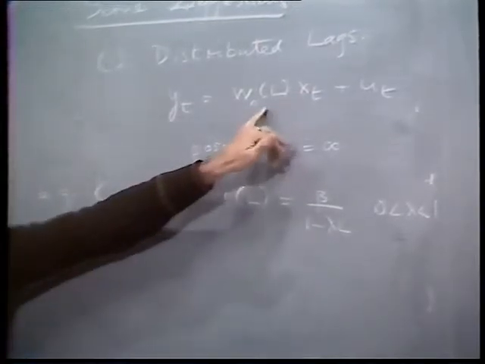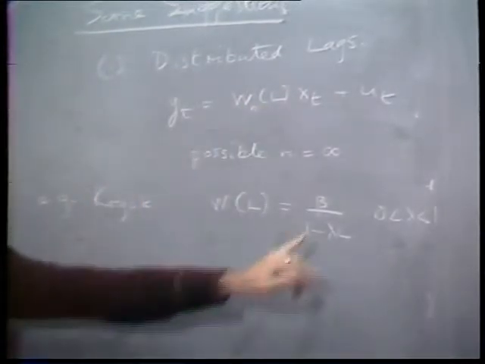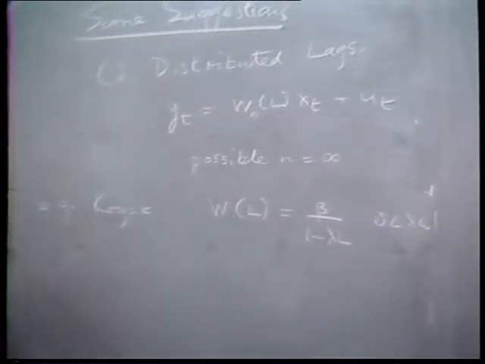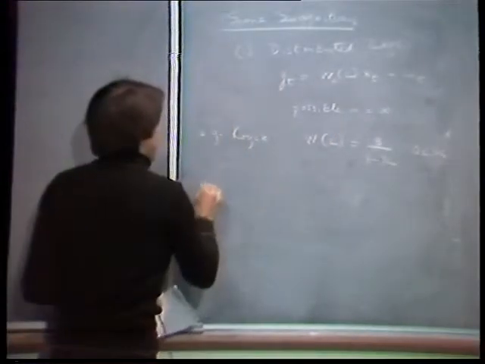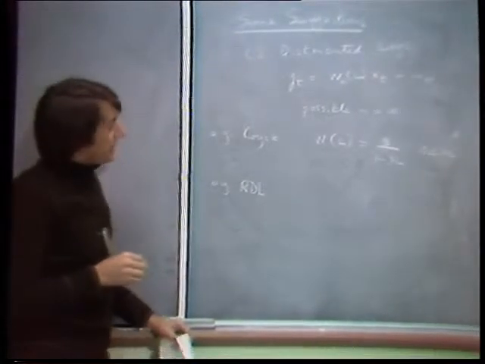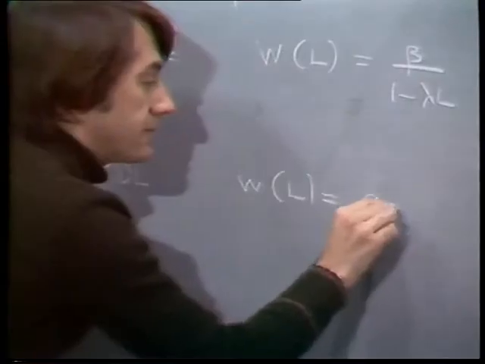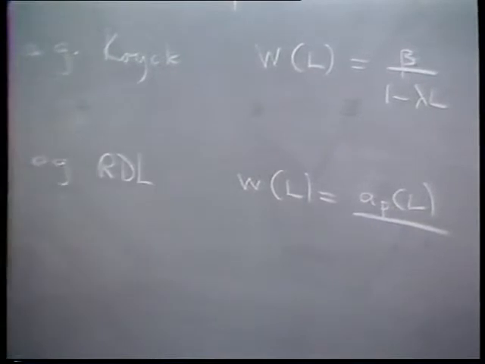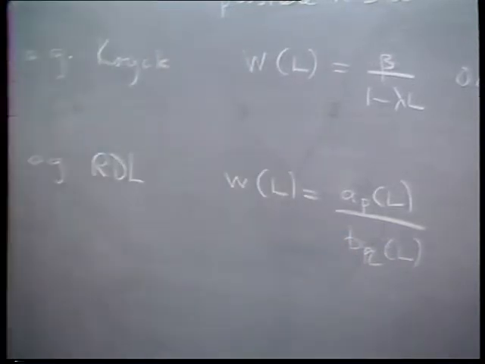So that from the infinite number of parameters to be estimated in that polynomial in the lag operator, we move to simply two parameters, lambda and beta. The other example is the rational distributed lag, when we say that W of L can be approximated by a ratio of two polynomials, A of L and B of L, A of order P and B of order Q.